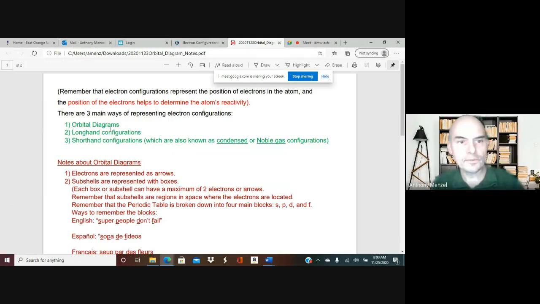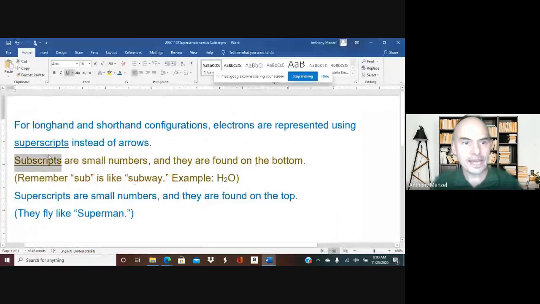We had learned that orbital diagrams were just one of the three main ways of representing electron configurations. Longhand configurations and shorthand configurations are the other two ways of representing the position of electrons in the atom. So to begin to learn about how to write long and shorthand configurations, we have to understand this concept, and that is the electrons are represented in these configurations using superscripts instead of arrows. And this is actually going to be easier for us.